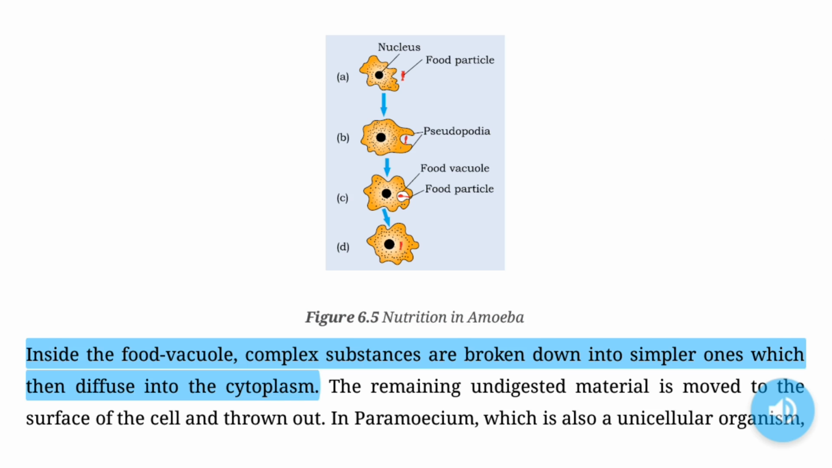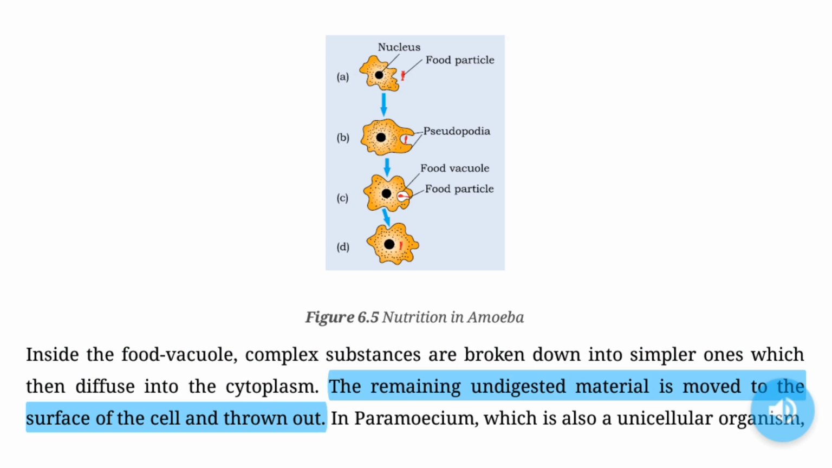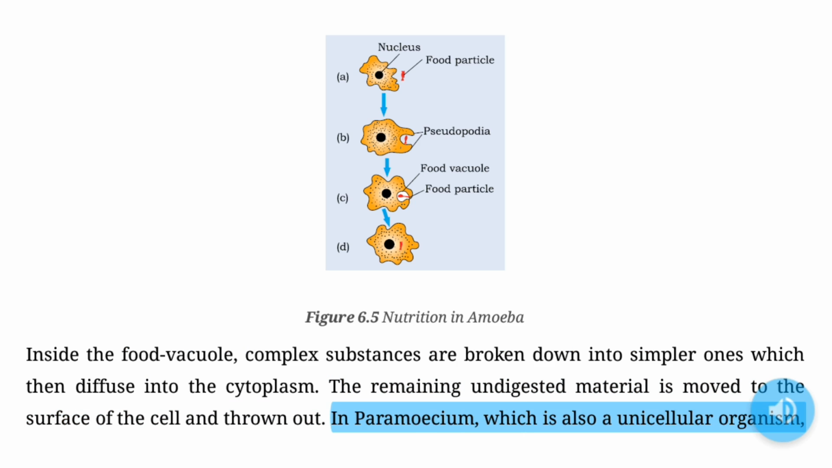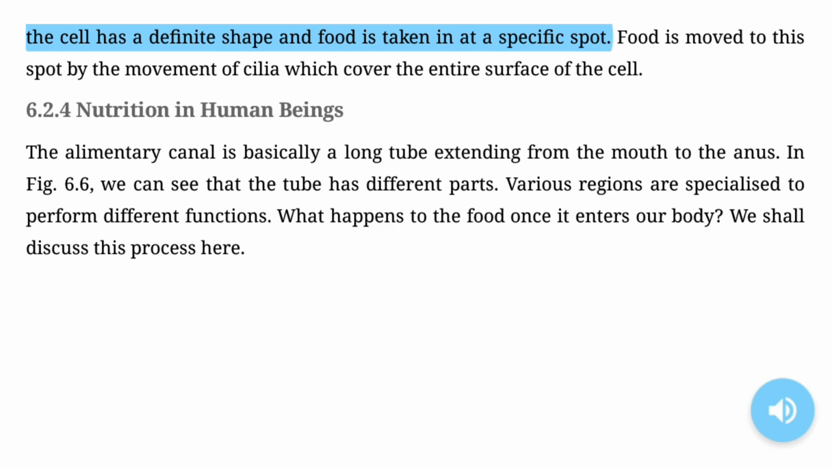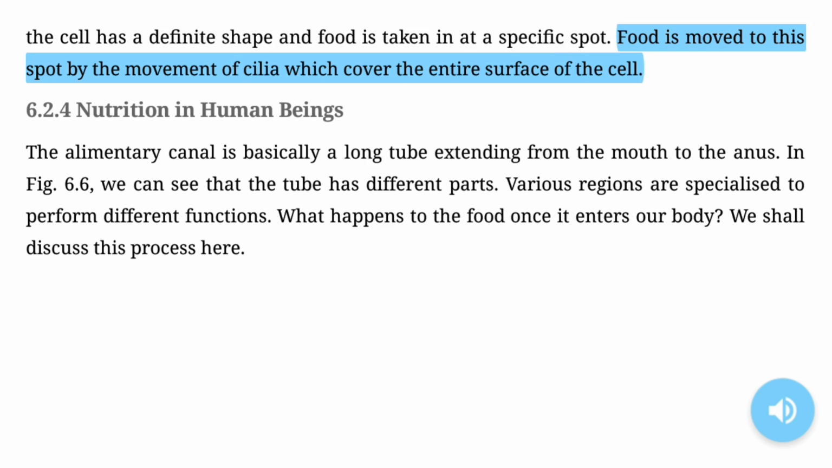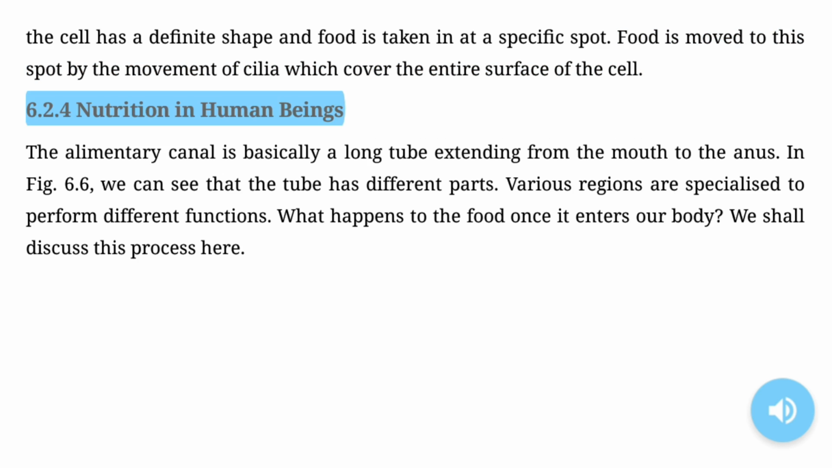Inside the food vacuole, complex substances are broken down into simpler ones, which then diffuse into the cytoplasm. The remaining undigested material is moved to the surface of the cell and thrown out. In paramecium, which is also a unicellular organism, the cell has a definite shape and food is taken in at a specific spot. Food is moved to this spot by the movement of cilia, which cover the entire surface of the cell.